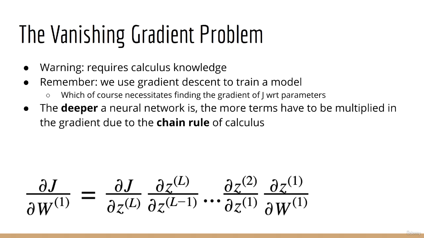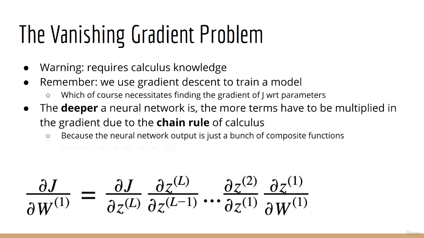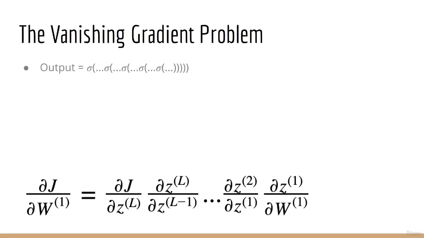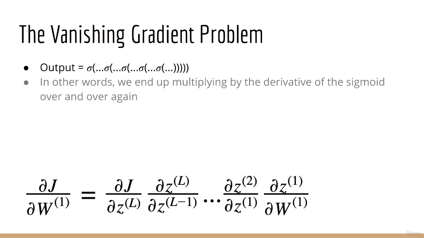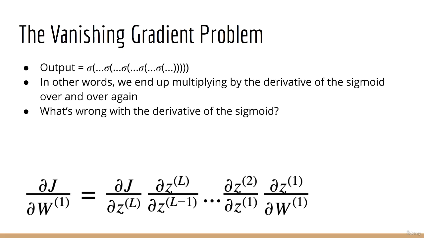What happens is your output is made up of a bunch of composite functions, basically a sigmoid of a sigmoid of a sigmoid and so on. When you take the gradient of composite functions, you get the chain rule. So composite functions become multiplication in the derivative. So what does this end up looking like? Well, the further you go back in the neural network, the more terms you have in the chain rule to multiply. So you're multiplying by the derivative of the sigmoid over and over again. What happens when you do that? Why is the derivative of the sigmoid a problem?